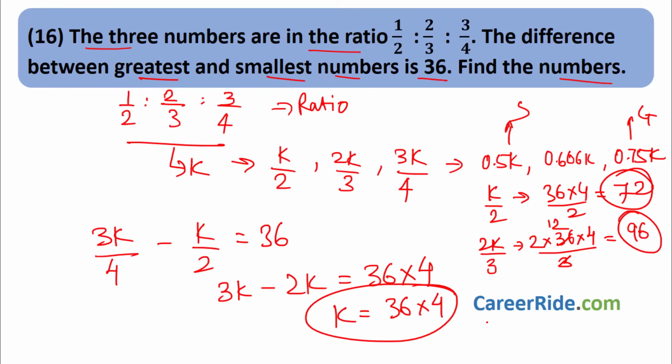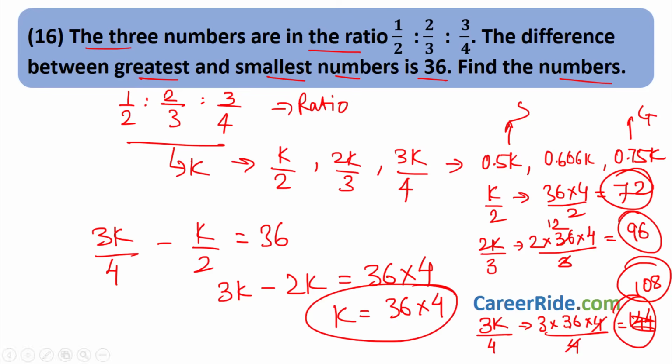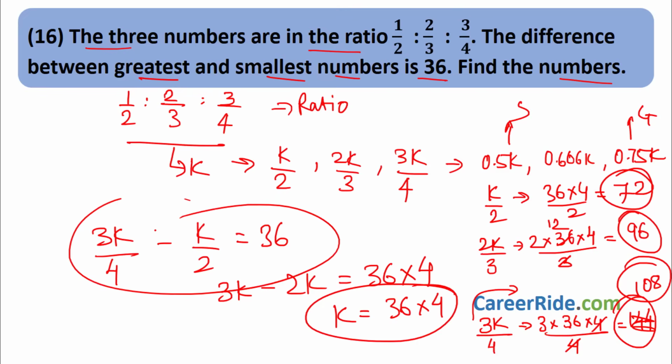Third number, it is, let's find out over here at the bottom, 3k by 4, that would be 3 into 36 into 4 divided by 4, 36 into 3 is 108. So the three numbers are 72, 96 and 108. Instead of calculating the third number this way, you can also calculate it by this equation, that is the difference between the largest and the smallest number is 36. So you can add 36 to 72 and you will get 108.